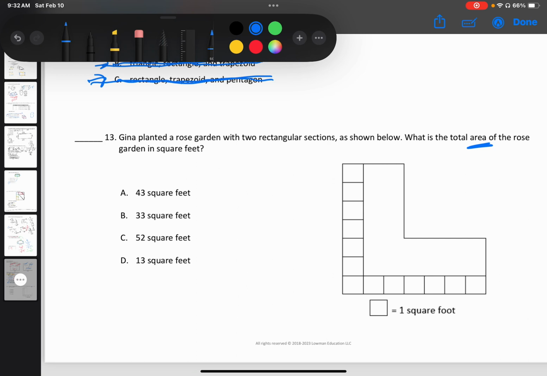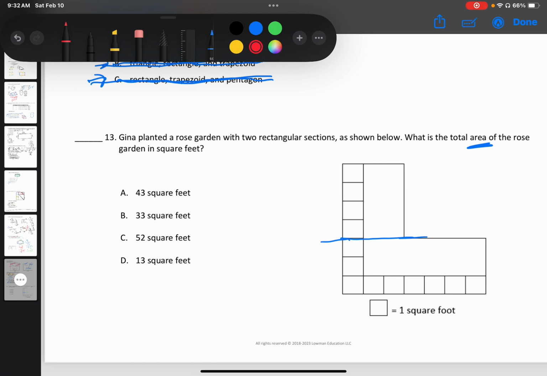Number 1 is to take this composite shape, and a composite shape is a shape that is made up of 2 or more shapes being combined, and find a sensible place to break it apart. And then what you can do is find the area of each shape on its own.